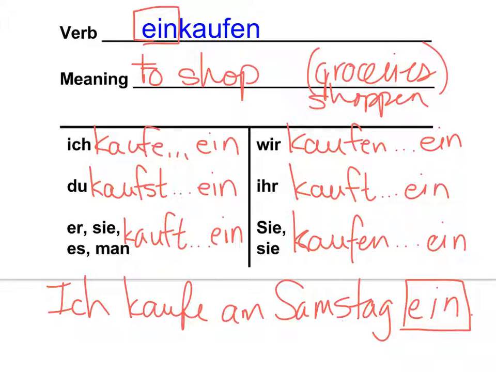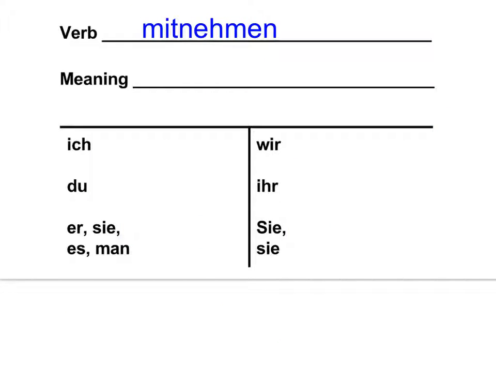Alright. Next. Mitnehmen. Where do you think that's going to separate? Mit. Good. Nehmen by itself means to take. Mit means with. So it means you're taking it with or taking it along. So it's very similar.